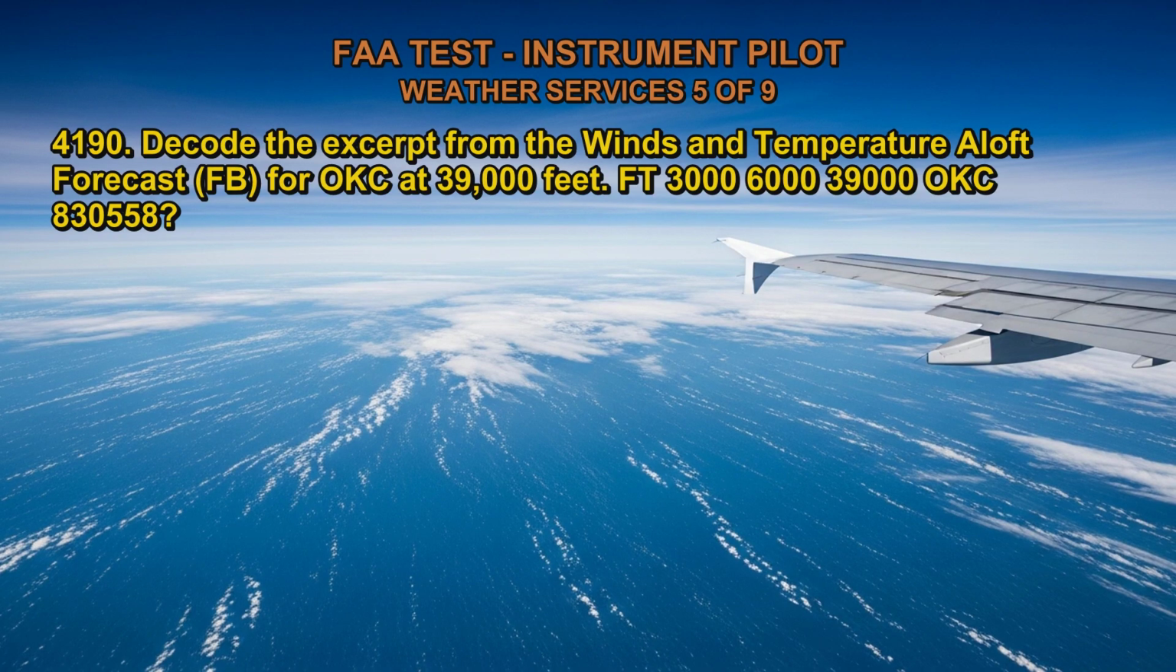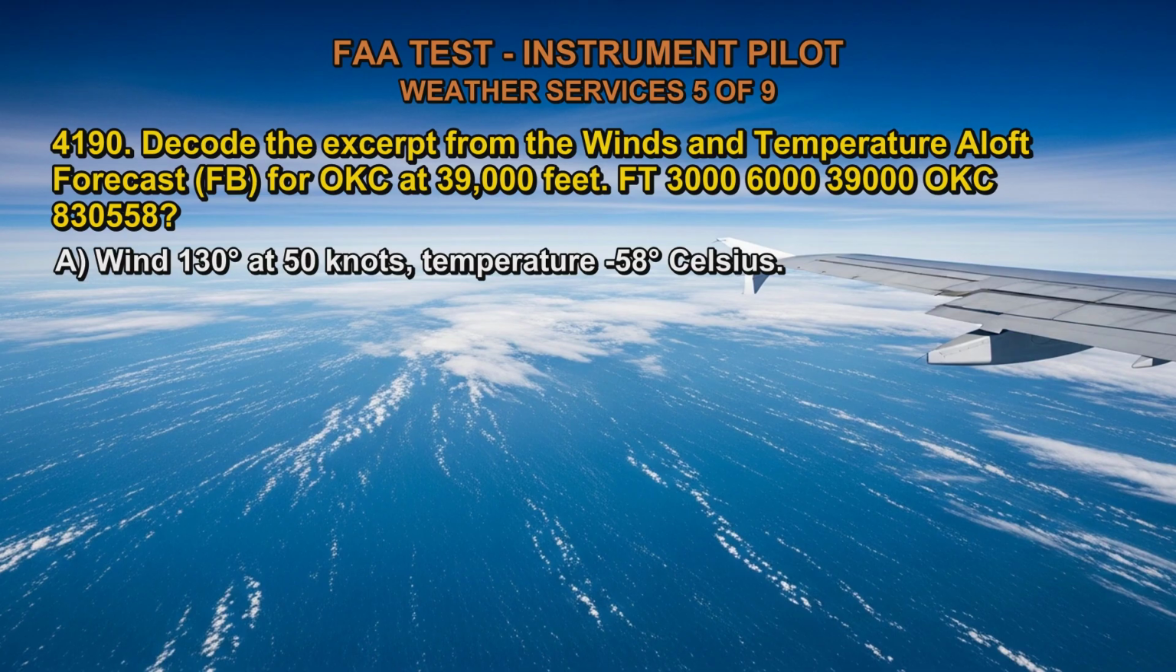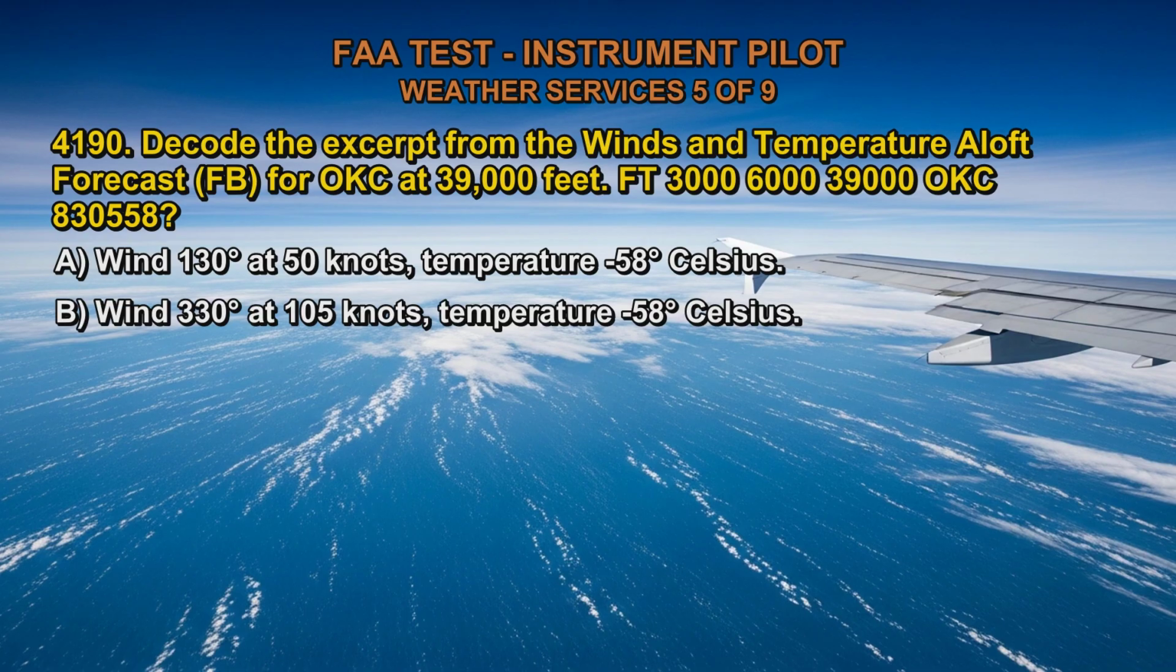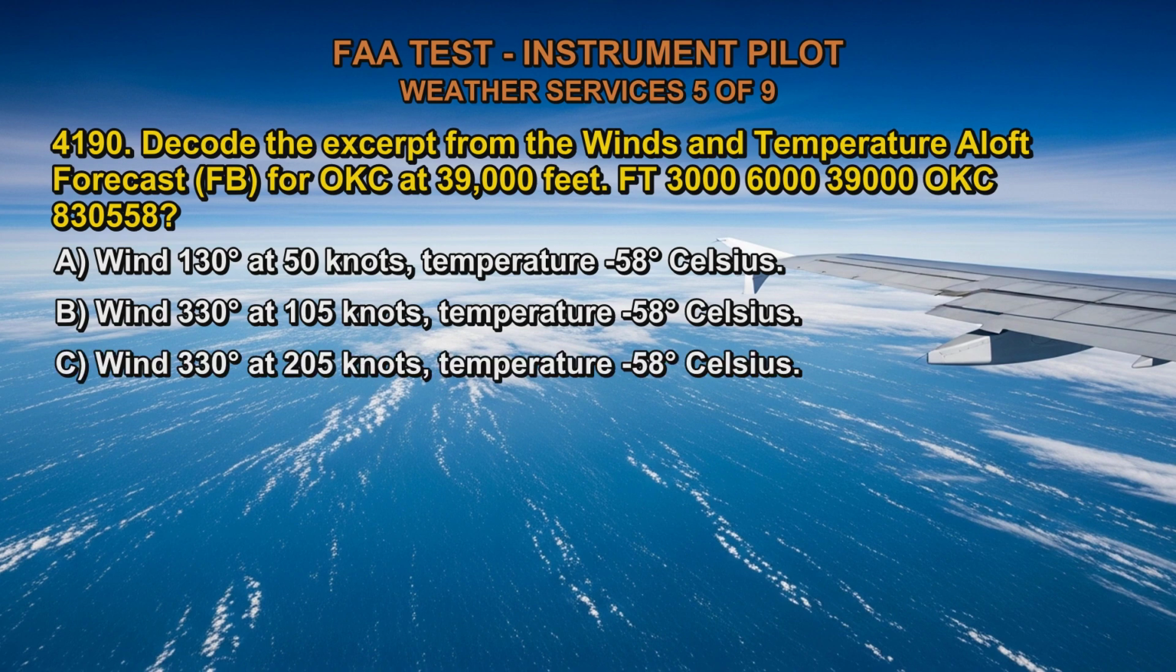4190. Decode the excerpt from the winds and temperature aloft forecast, FB, for OKC at 39,000 feet. FT 3,000, 6,000, 39,000 OKC 830558. A. Wind 130 degrees at 50 knots. Temperature minus 58 degrees Celsius. B. Wind 330 degrees at 105 knots. Temperature minus 58 degrees Celsius. C. Wind 330 degrees at 205 knots. Temperature minus 58 degrees Celsius.